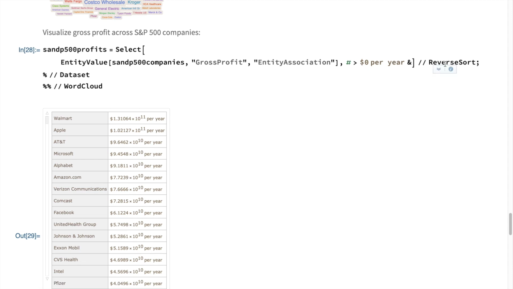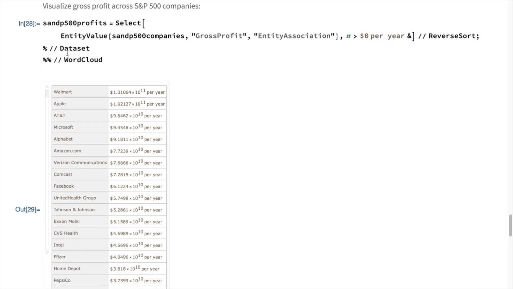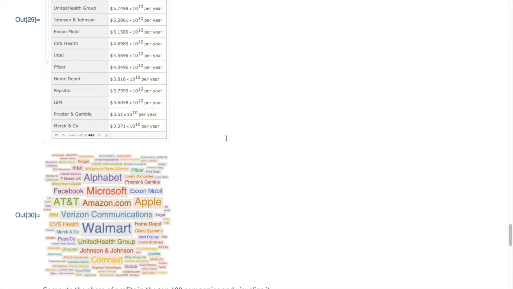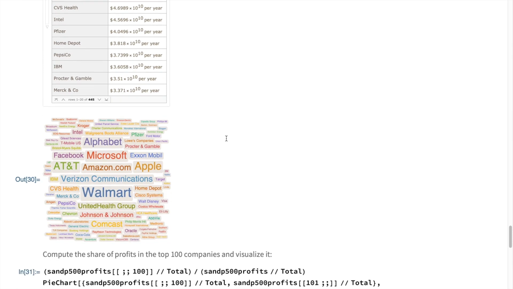After that, I can sort the data in descending order using reverse sort and then put it into a dataset. I can also visualize this data using a word cloud. Here, the percent symbol indicates the previous output and the double percent symbol indicates 2 outputs ago. We again see the big companies dominating. The word cloud is not really the best visualization though.